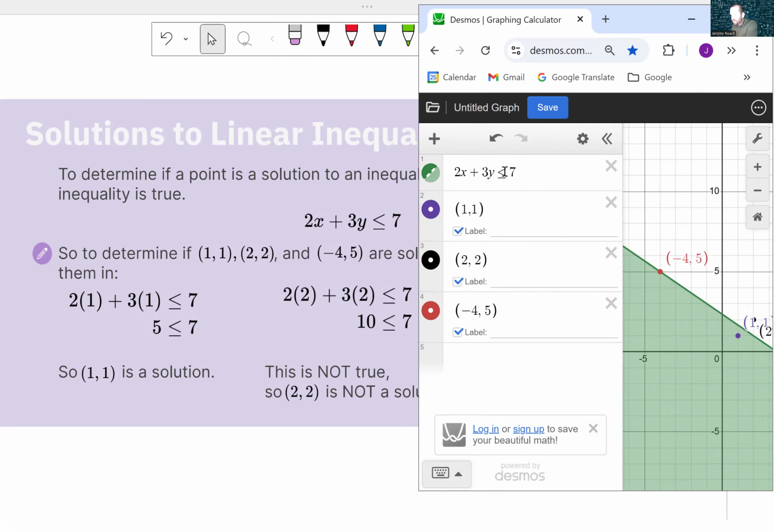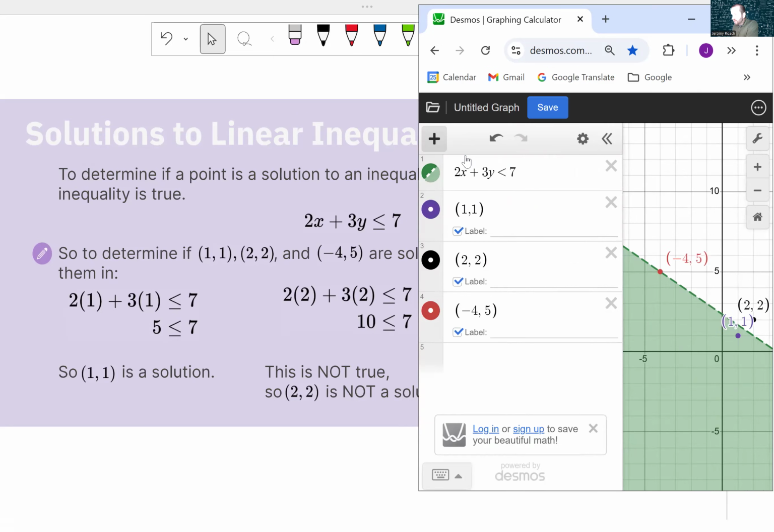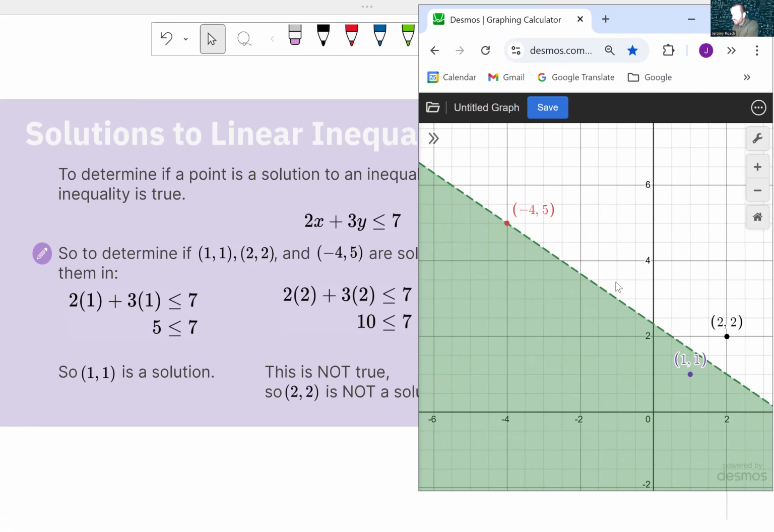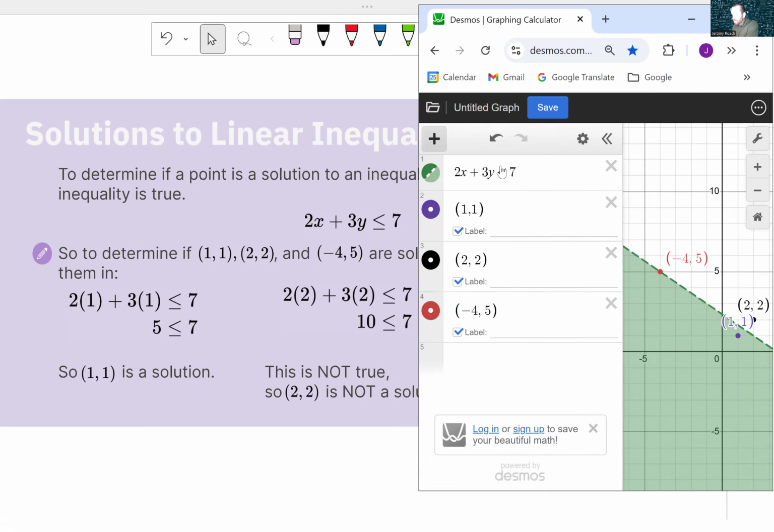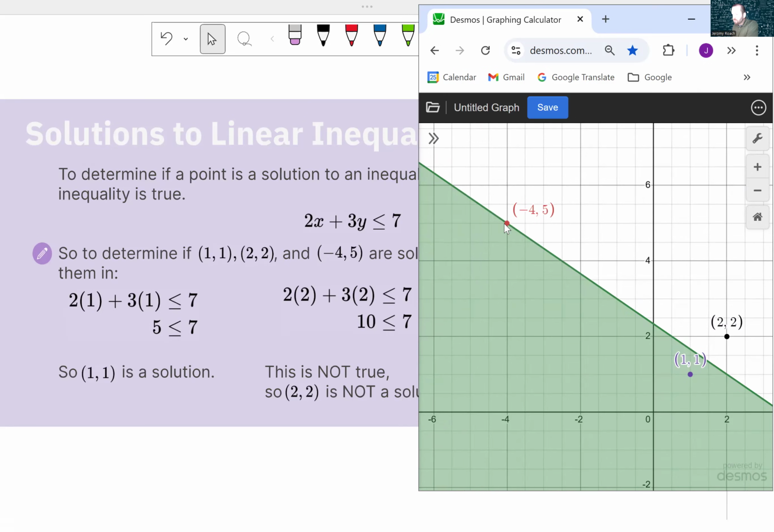Now, if we had this and it wasn't less than or equal to, if it was just less than, we put a dotted line instead of a solid line. And if it's less than, it means that it can't be equal to the line. So if this was just less than, we would have a dotted line here, and negative 4, 5 would not be a solution on our line. But because this is less than or equal to, we have a solid line. So negative 4, 5 is a solution on our line. So that's how to check with Desmos to see if the solution is true or false.